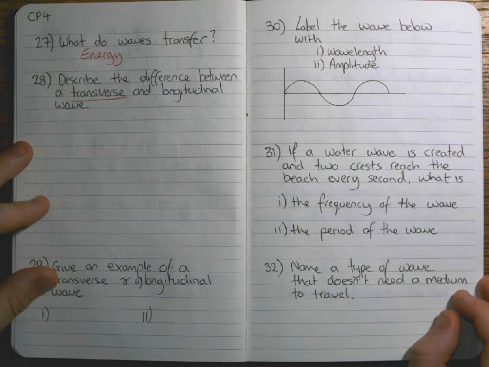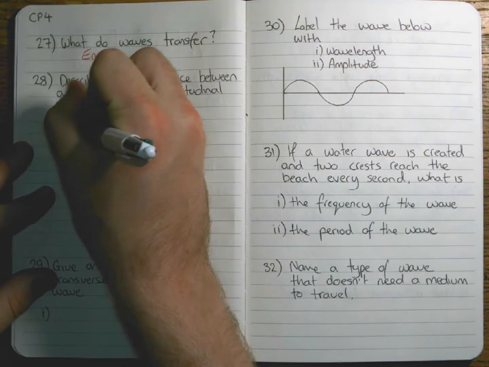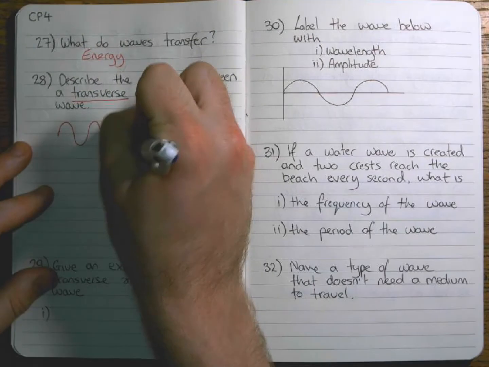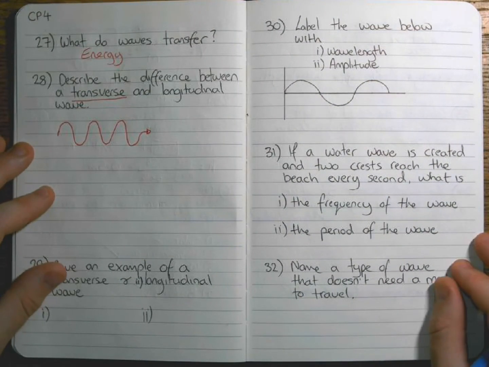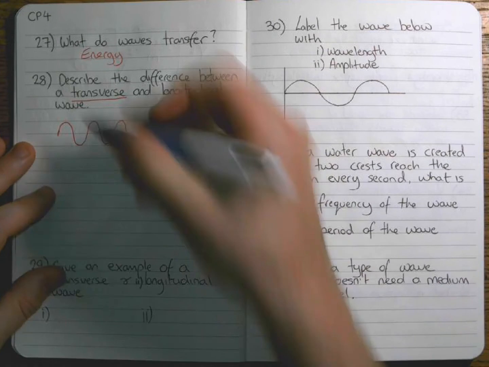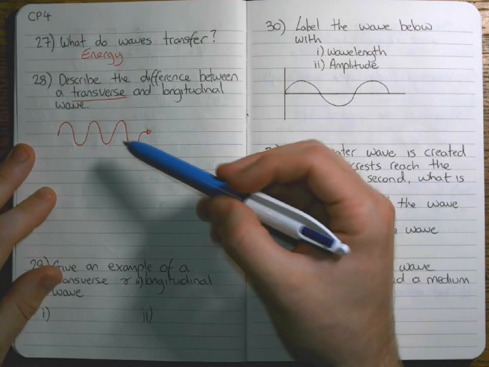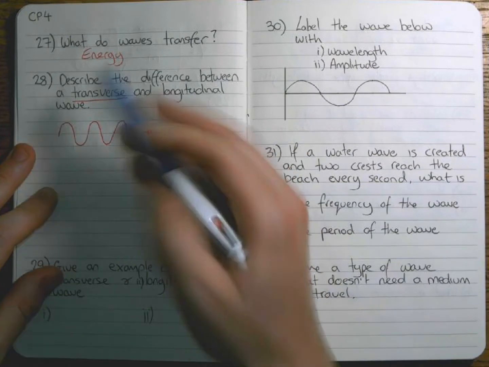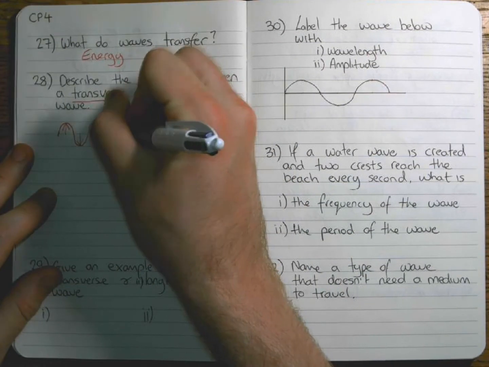transverse. A transverse wave is one that we typically think of as a wavy line. Now, the reason why we draw these waves is because we're trying to represent that as the energy moves from one point to another, particles are oscillating up and down.